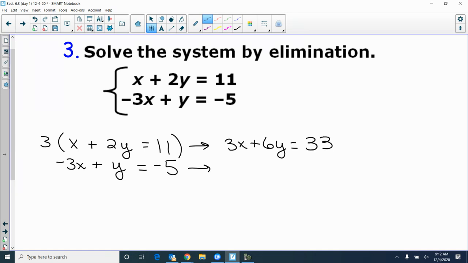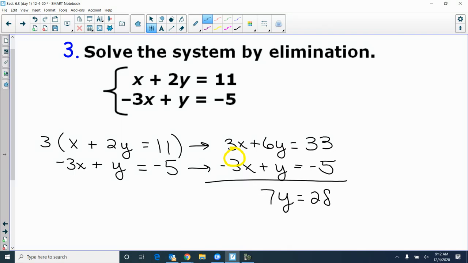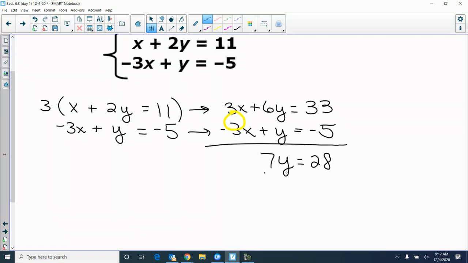So negative 3x plus y equals negative 5. I didn't need to multiply that one. So make sure it equals 33. And now when I add them together, 3x minus 3x is 0. I don't even need to write it. I get 7y equals 28. And then divide by 7. Divide by 7, I get y equals 4.